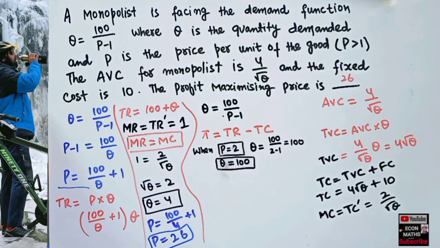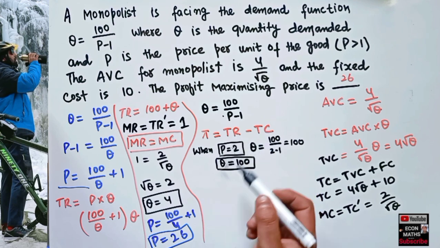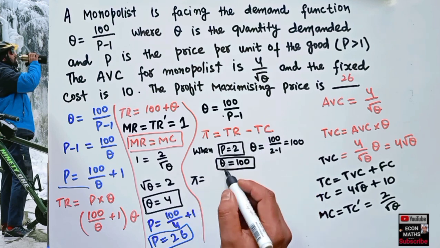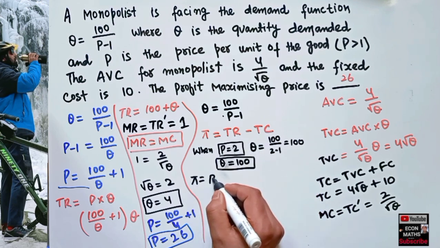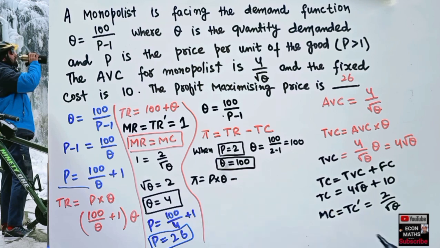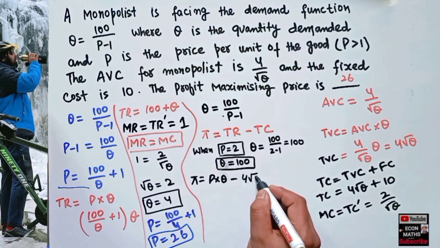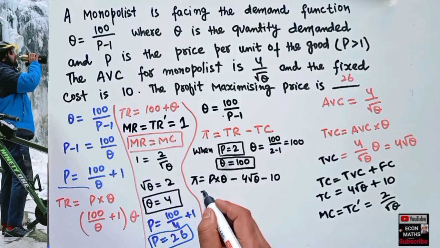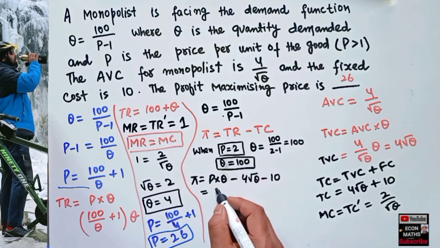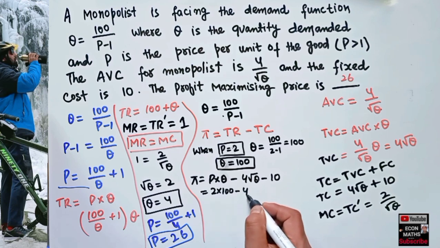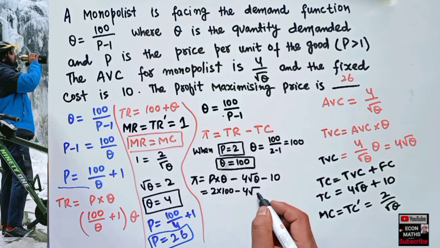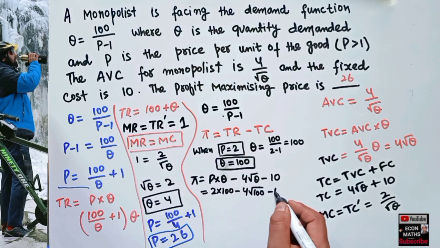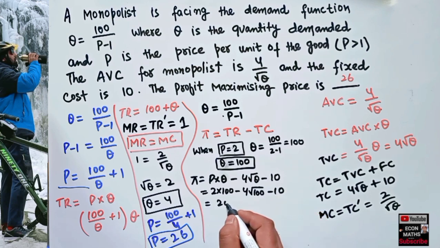Then profit is simply total revenue minus total cost, so our profit will be equal to total revenue, that is p into q, minus total cost. Total cost function we calculated, it came out to be 4 under root q minus 10. So p into q means 2 into 100, minus 4 under root 100 minus 10. So this gives us 200.